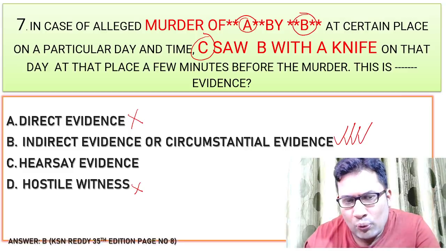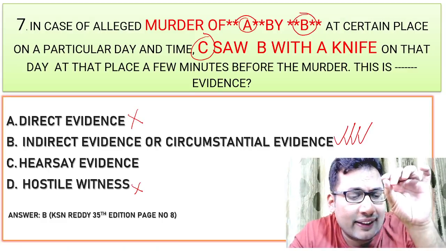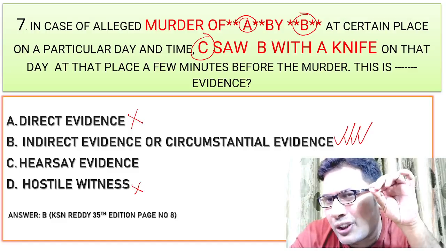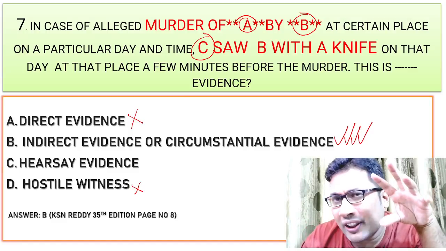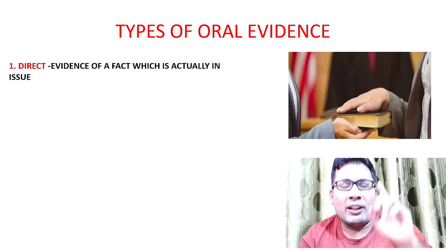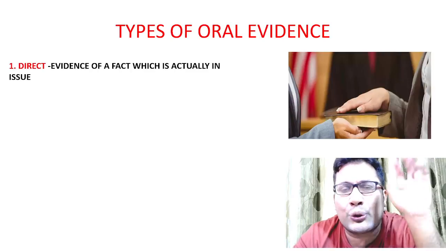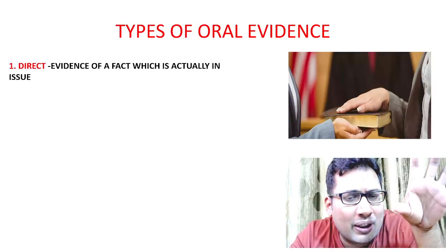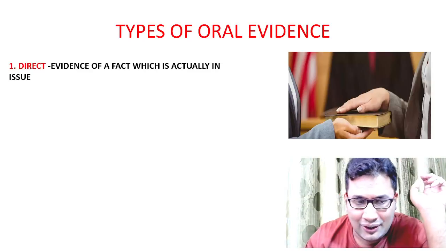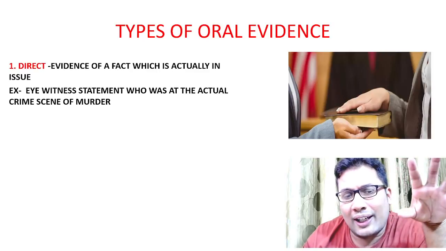Let's see the reference for this question and answer: Park and Reddy, 35th edition, page number 8. You can just go through the lines. What is given there? Types of oral evidence. The first one, direct evidence: evidence of a fact which is actually in issue, for example rape, murder. Example: an eyewitness statement from someone who was at the actual crime scene of the murder.